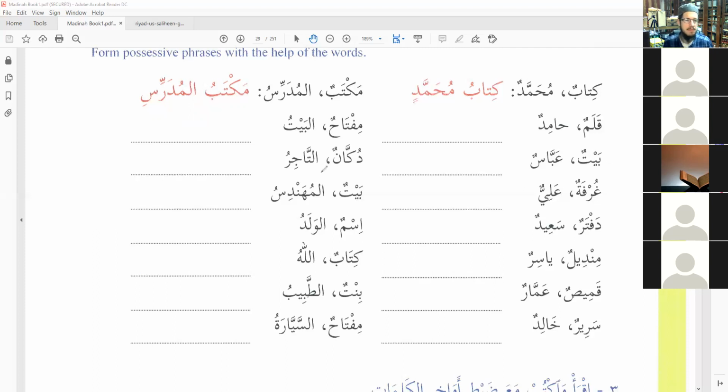Next up, Tamim. Dukkanun at-tajiru, and it would be Dukkanu tajiri. Fantastic pronunciation. Now, what does that mean? That would be the merchant's store. Yes. Excellent. Good job.